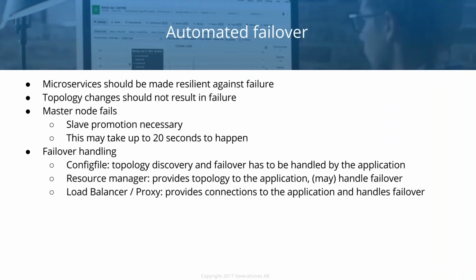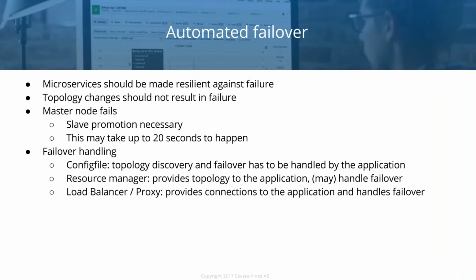A very popular method is providing all the nodes in a config file, and then having the application discover the topology itself and handle that failover by itself. You could also use a resource manager, like, for instance, etcd, where you provide a topology to the application, and then etcd or Zookeeper would know what the topology looks like, and handles the failover for the application this way.